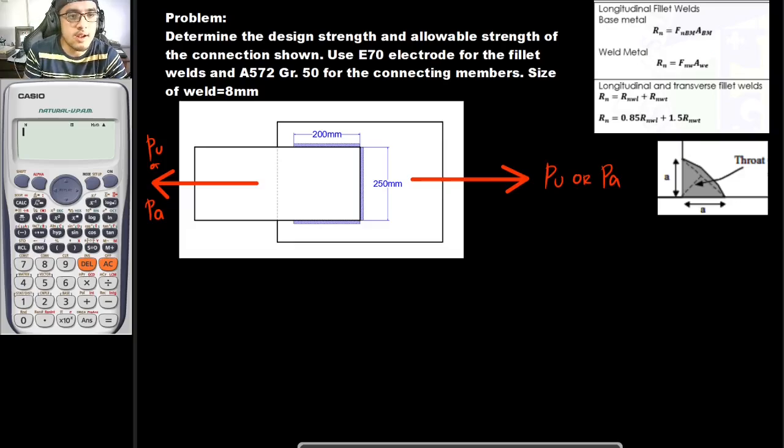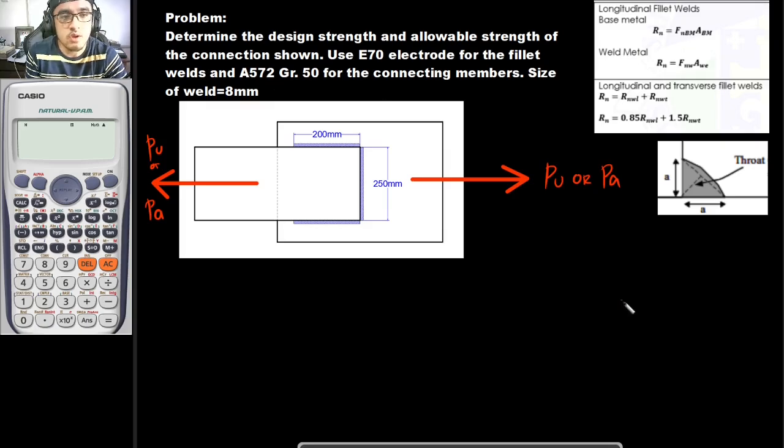For you to understand our lesson better, let's just have an illustrative example. So for this problem, determine the design strength and the allowable strength of the connection shown. Use E70 electrode for the fillet welds and A572 grade 50 for the connecting members. Size of the weld is to be 8 millimeters.